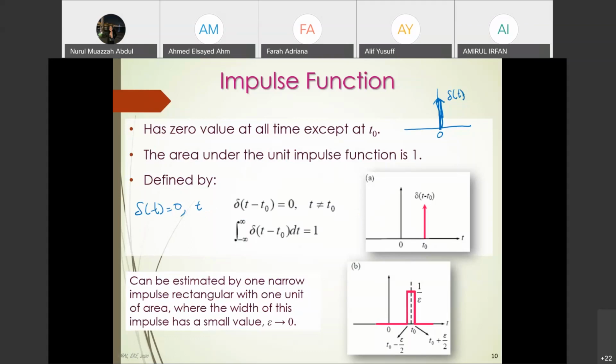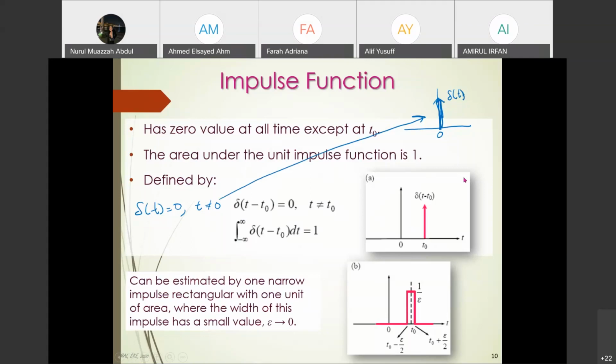Sorry, I need to be careful. Okay, when t is not equal to 0, that's right. It means at all other times except for 0, delta t will be 0. Only at 0 for this example. Only at 0, delta t has value.